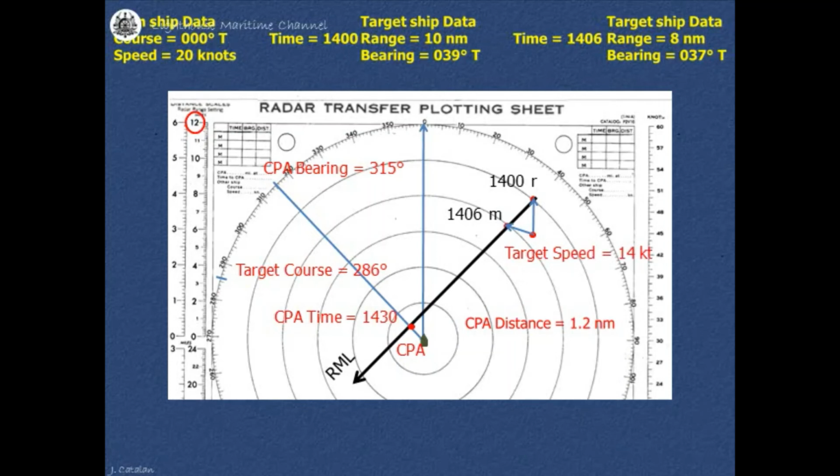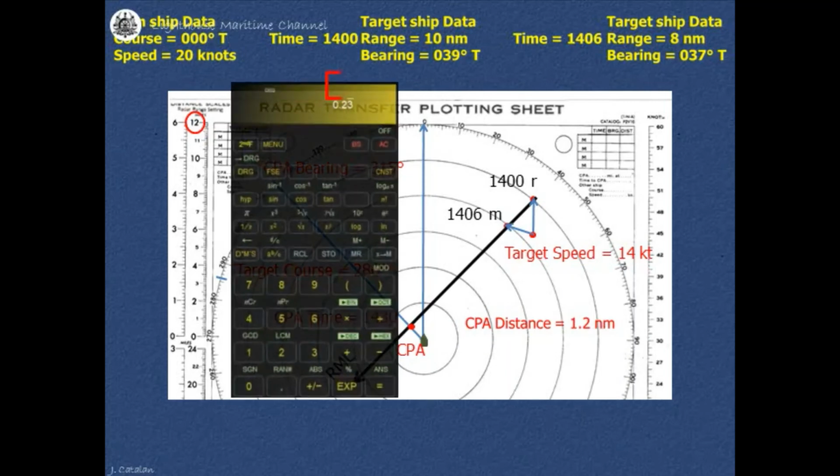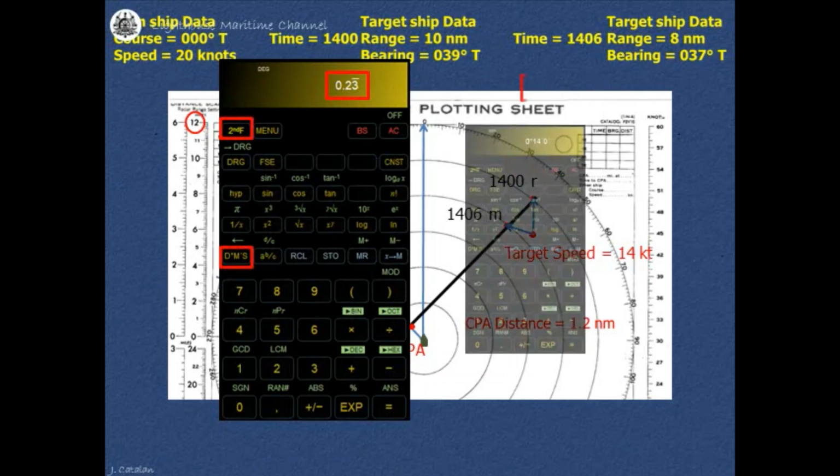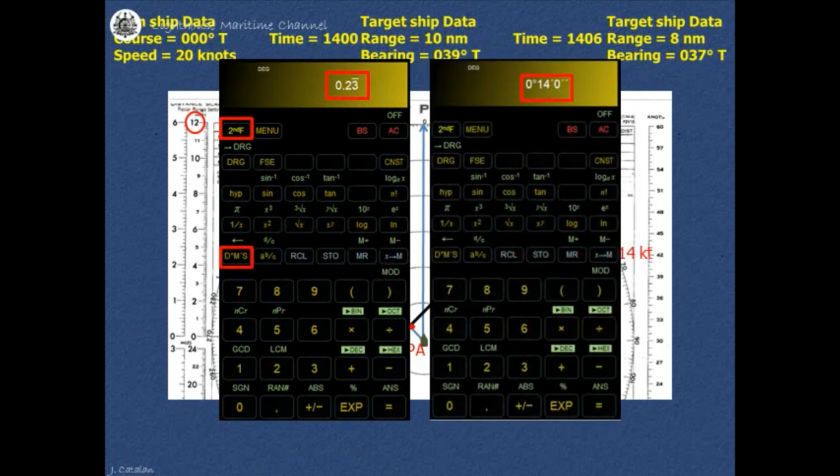How do I arrive at the target speed of 14 knots? Okay. I will show you how. 1.4 nautical miles divided by 6 minutes. The result is 0.23 with vinculum 3. Press second function, then press degrees, minutes, and seconds. The result is 0 degrees, 14 minutes, and 0 seconds. The unit of speed is miles per hour, which is equal to knots.